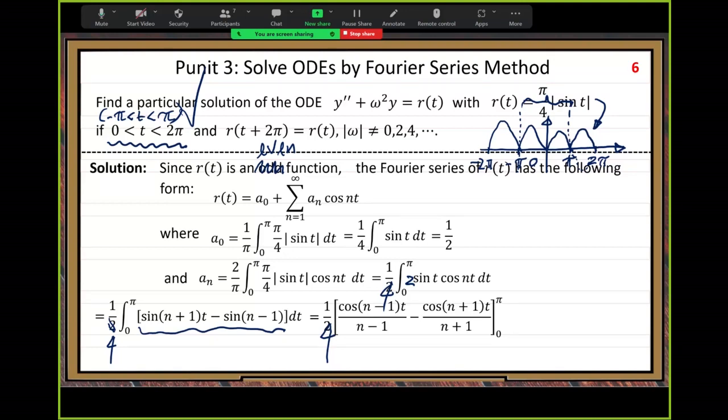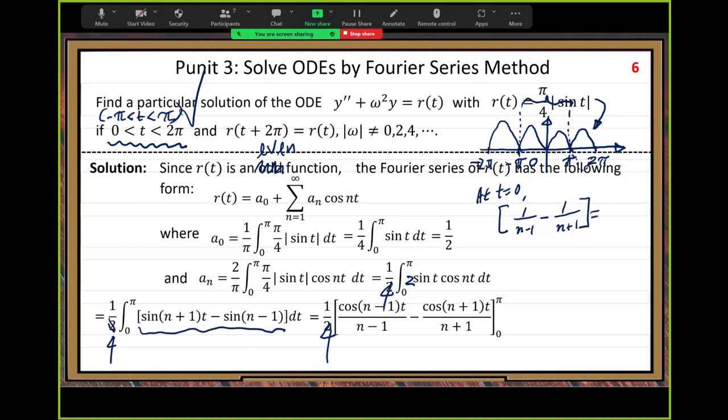Can you do the calculation like that? How to evaluate at 0 and evaluate at pi? Do you know how to do that, the basic calculation? First, let's look at evaluating at 0. At t equals 0, we only calculate the bracket. The 1/4 we can leave out. So at t equals 0, 1 over m minus 1 minus 1 over m plus 1.